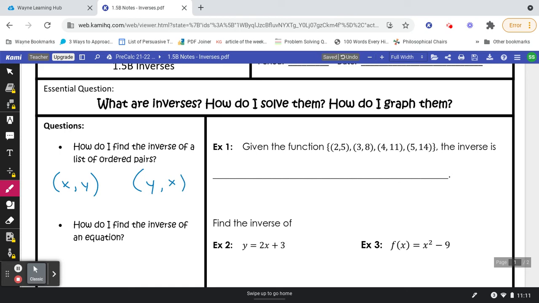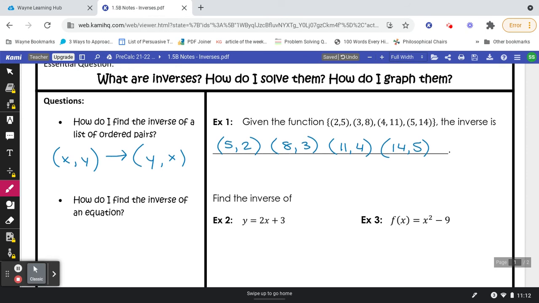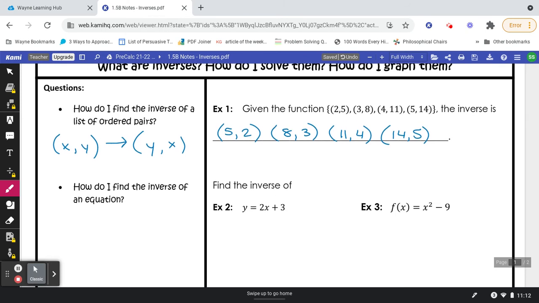So if it gives you a list of points, you're just going to flip them around. So 2, 5 becomes 5, 2. 3, 8 becomes 8, 3. 4, 11 becomes 11, 4. And 5, 14 becomes 14, 5. So you switch the x and the y. You don't change any of the signs, though. Notice I didn't change any of the signs. So that's pretty basic there if you want to try to make your curly bracket around the outsides.